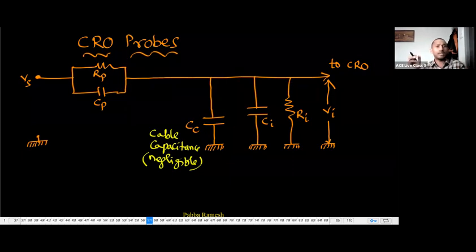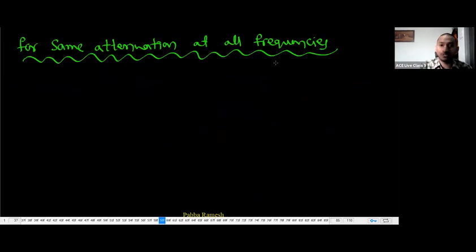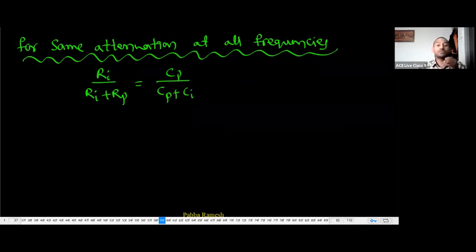Otherwise, I'm applying 100, but what appears across here, we don't know. Is it possible here? No, that is the reason why we need to have the same attenuation. So what is the same attenuation? In the resistive load, at low frequency, Ri by Ri plus Rp, and at high frequency, Cp by Cp plus Ci. These two should be equal. If these two are equal, automatically we can say yes, the same attenuation will be there. In that way, we need to design the CRO probe.